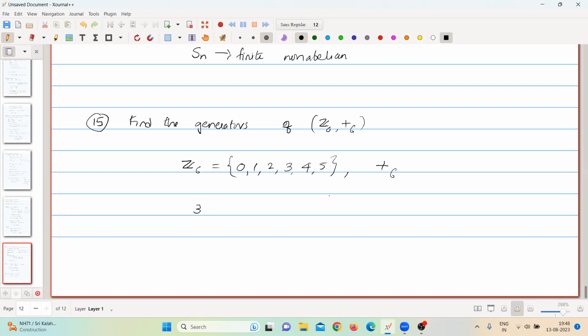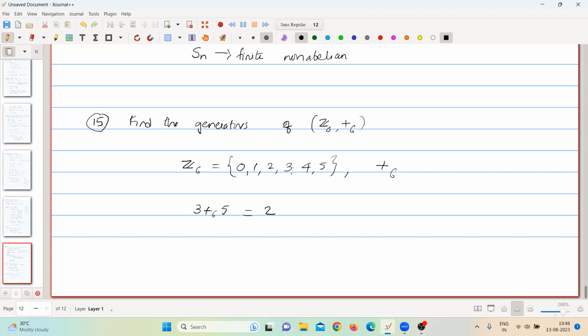For example, what is 3 plus 5? We just add the elements, 3 plus 5, which is 8. What is the remainder of 8 if we divide by 6? It is 2, right? So under addition, whatever element we get, we take the corresponding element in Z6. I think you all know Z6 and addition modulo 6.